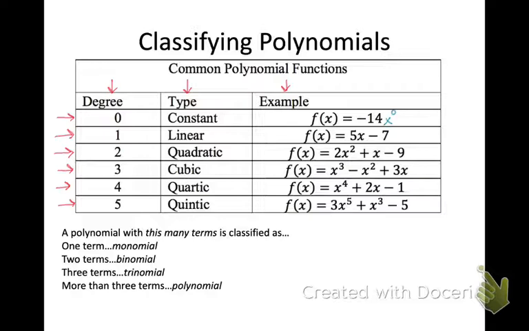A polynomial with this many terms is classified as, so this is another way you can classify a polynomial. If it has one term, we call it a monomial. Mono means one. 2 terms, binomial. Bi is the word stem for 2. 3 terms, a trinomial. And then more than 3 terms, we simply call it a polynomial. Poly is the word stem that means many.